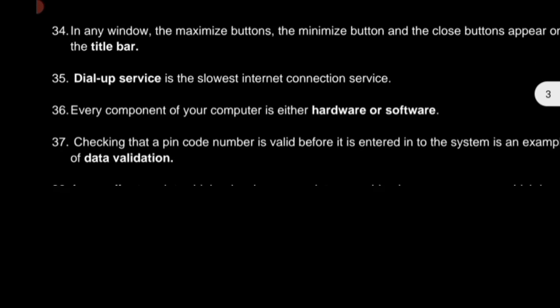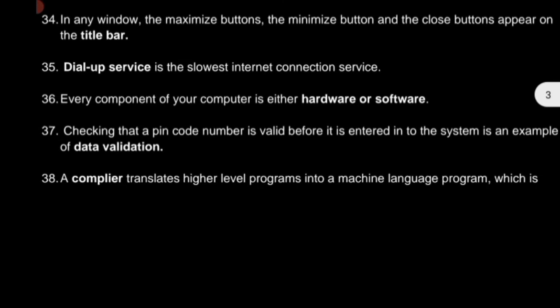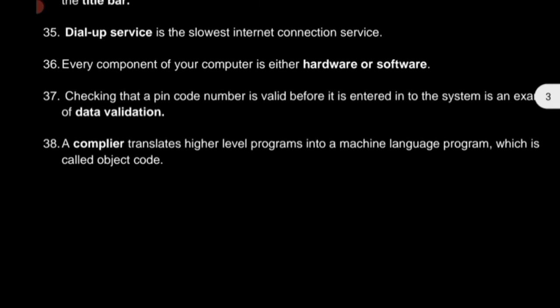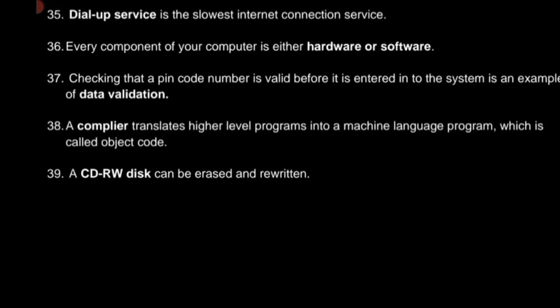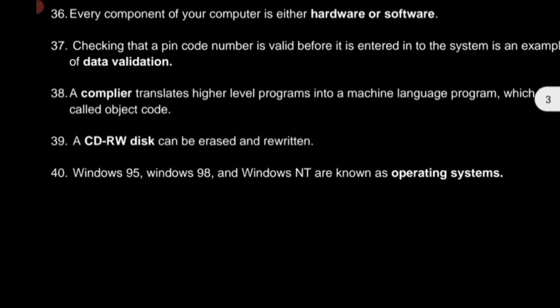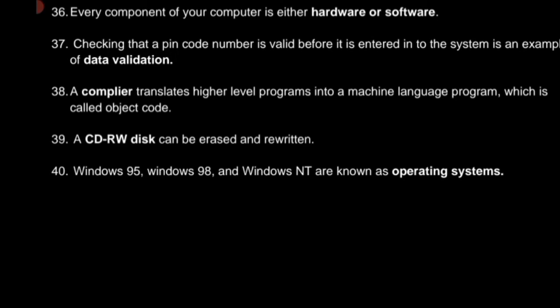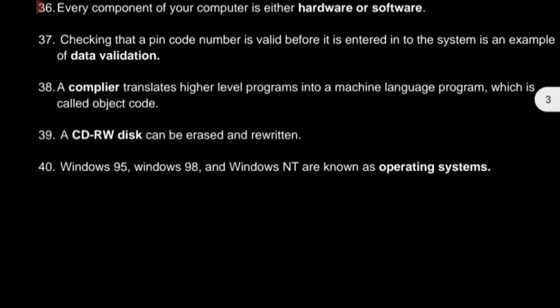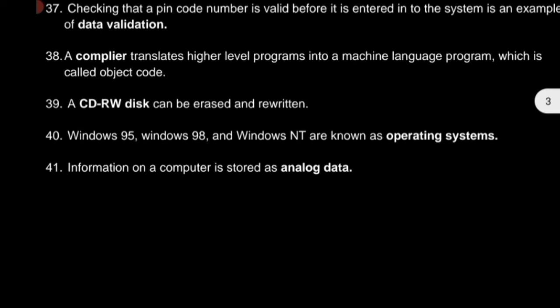34 point is in any window the maximize button, the minimize button and the close button appear on the title bar. 35 point is dial-up service is the slowest internet connection service. 36 point is every component of your computer is either hardware or software. 37 point is checking that a pin code number is valid before it is entered into the system is an example of data validation.